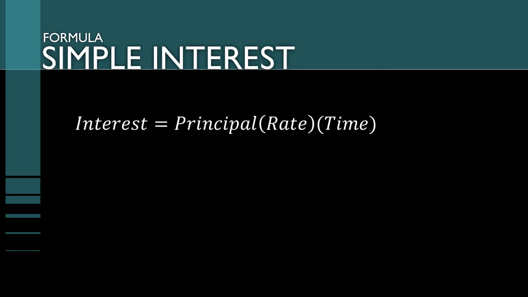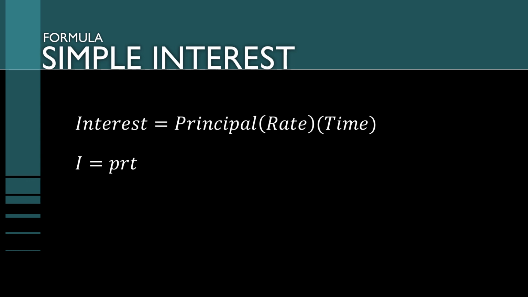Principal is the original amount, so it's the amount that's deposited or the amount that's borrowed. Then the rate is the percentage that you're going to receive every year on that borrowed money or on that deposit. Then the time is the amount of time calculated in years that the money is going to be sitting there, or the amount of time that it's going to be collecting interest. So interest equals principal times rate times time. We simplify that down to I equals PRT.